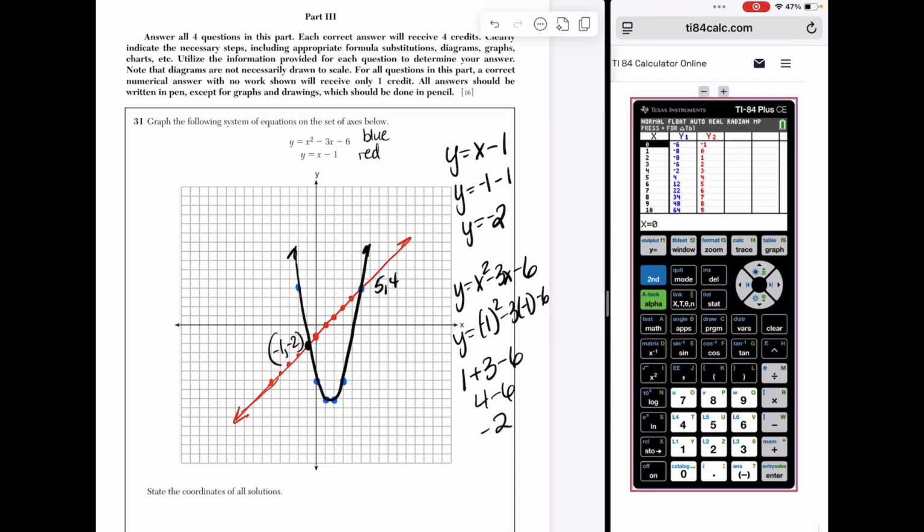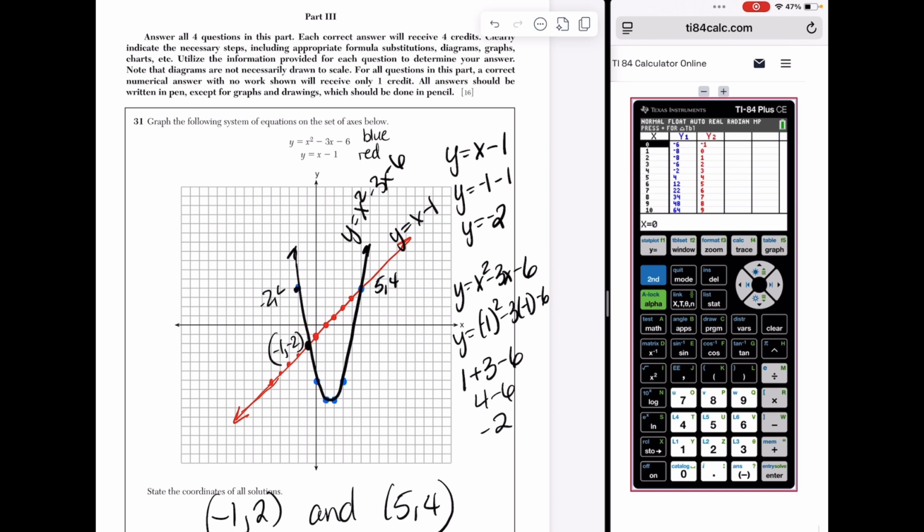So our solutions are -1, -2 and 5, 4. And I'm really approaching this as if I only had the tools that I had here. So here's my graph. I want to make sure I have it so you can see I have my y equals x minus 1, and then this one is my y equals x squared minus 3x minus 6. And I have my points in there so we can see them.